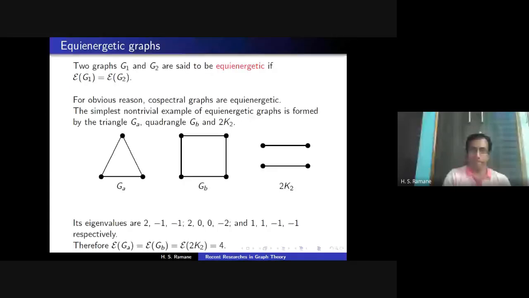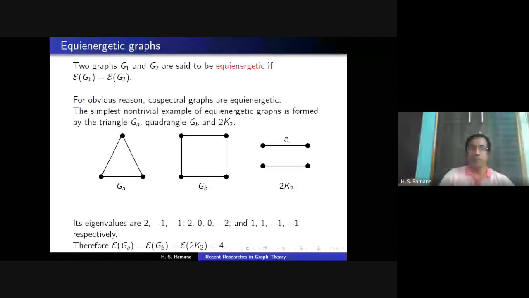Then the last one is about equienergetic graphs, that is, graphs having equal energy. Just like cospectral graphs, where there are different graphs having the same spectra, here also there are different graphs having the same energy. Such graphs are called equienergetic graphs.